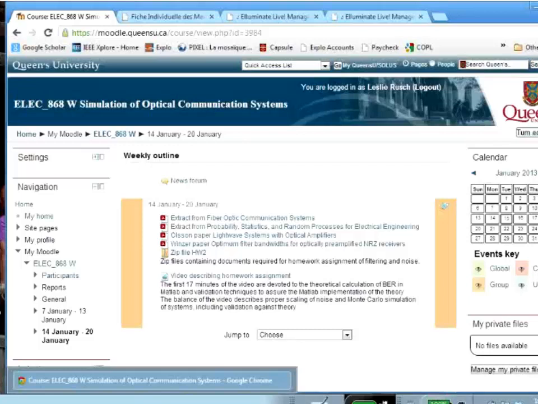So today's lecture will be aligned with two sources. One is the first list, which is the extract from the book Fiber Optic Communication Systems, and the third one, the Olson paper, Lightwave Systems with Optical Amplifiers. So those two will be a source for what we'll be talking about today.